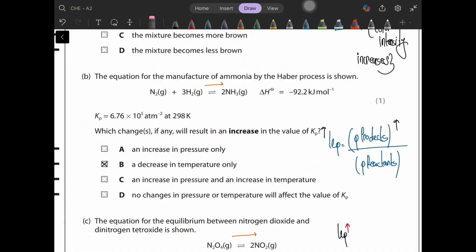The question says that the equation for the manufacture of ammonia by the Haber process is shown. All right, which changes would result in an increase in the value of Kp, right?